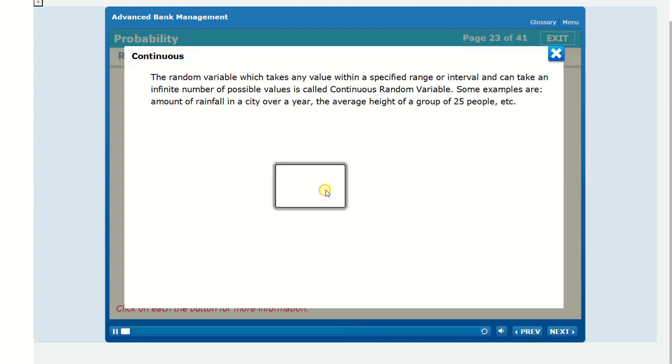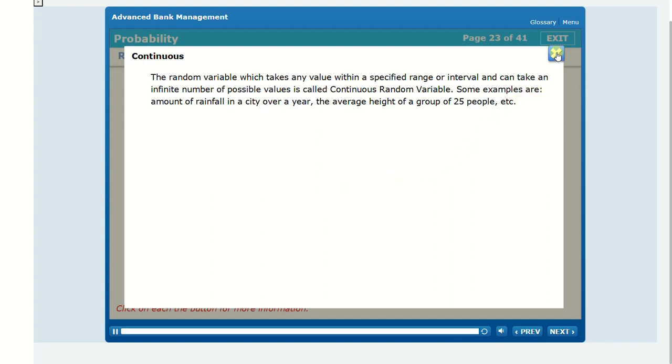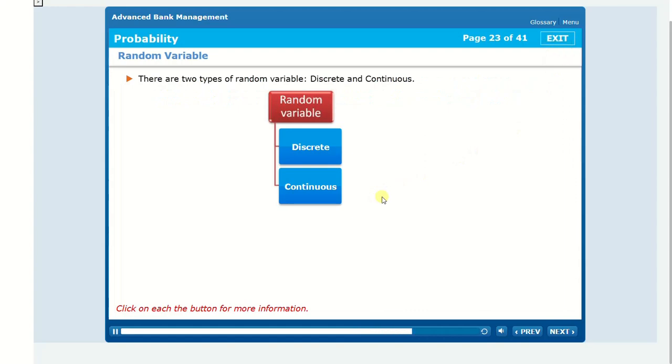Continuous random variable. The random variable which takes any value within a specified range or interval, and can take an infinite number of possible values, is called a continuous random variable. Some examples are the amount of rainfall in a city over a year, the average height of a group of 25 people, etc.